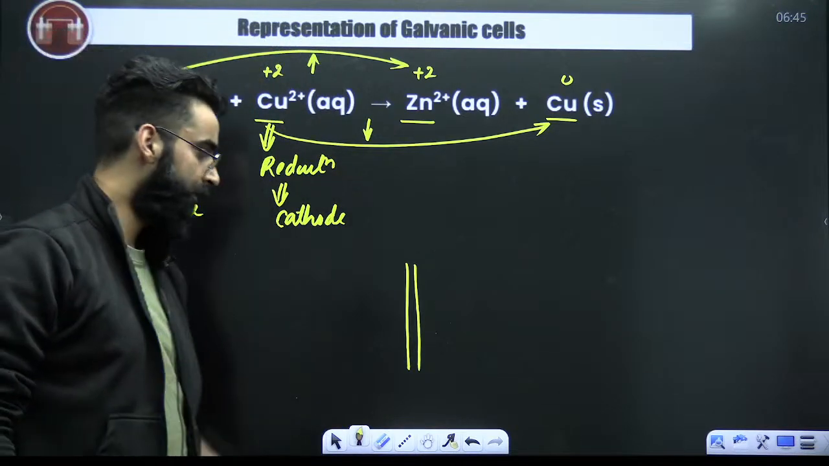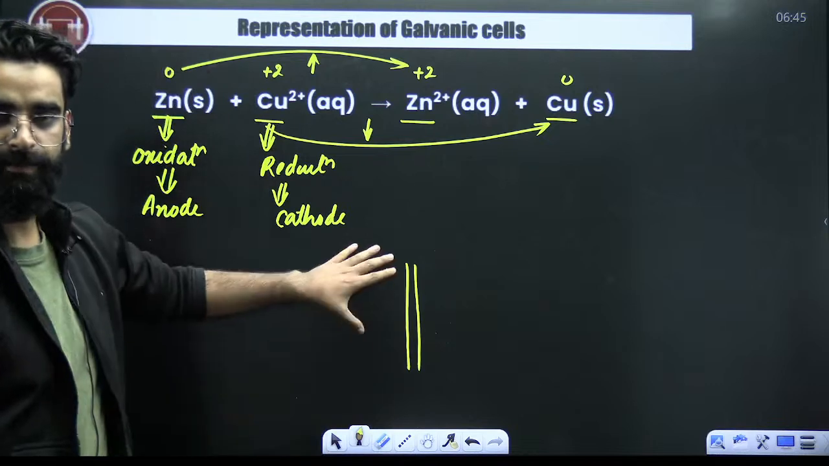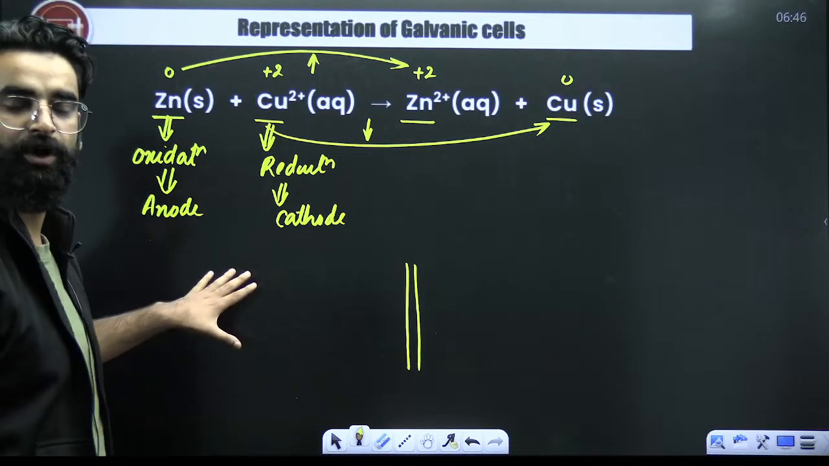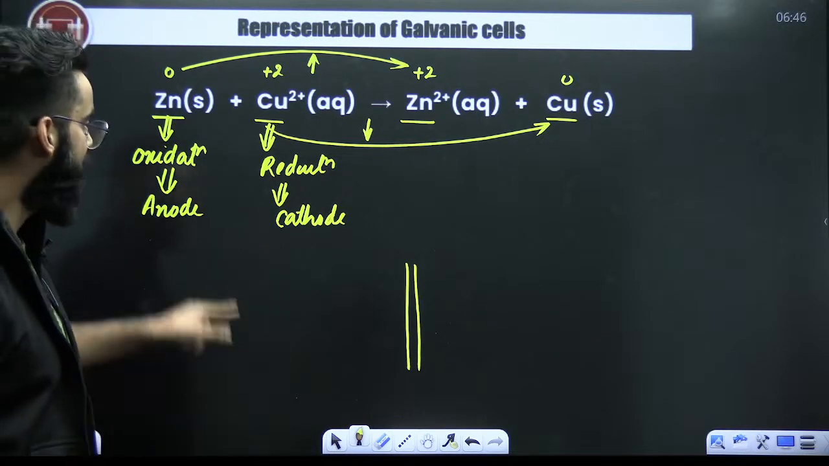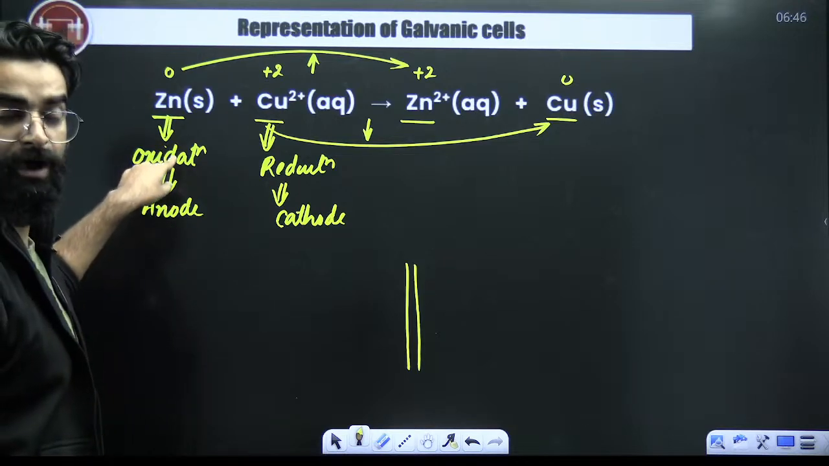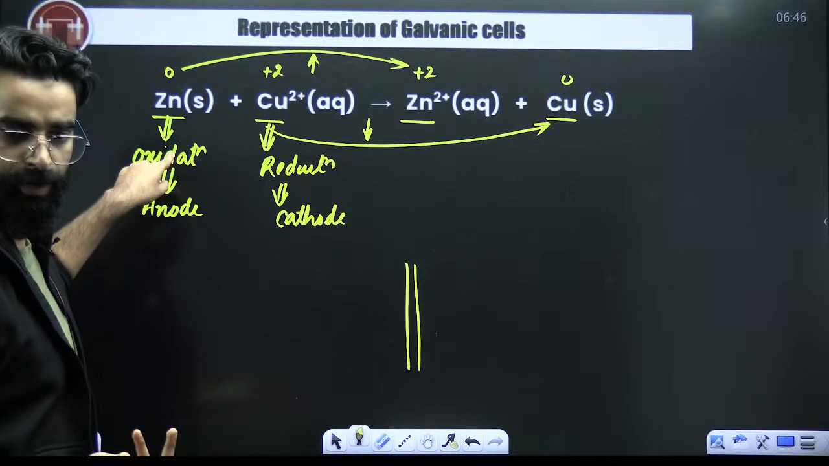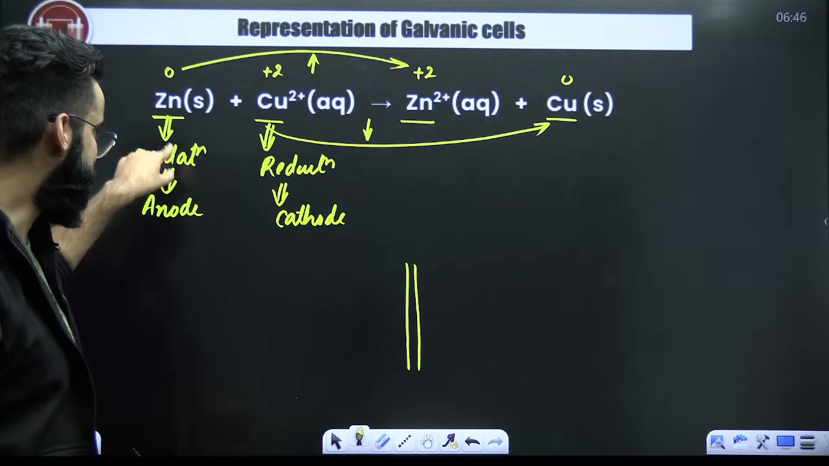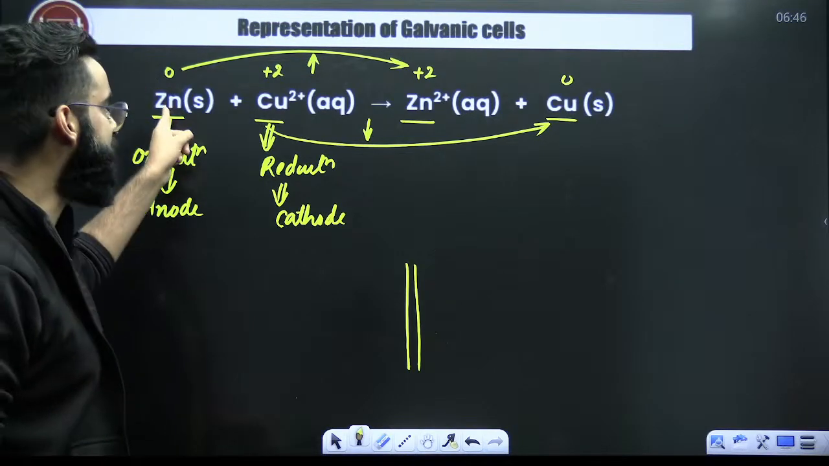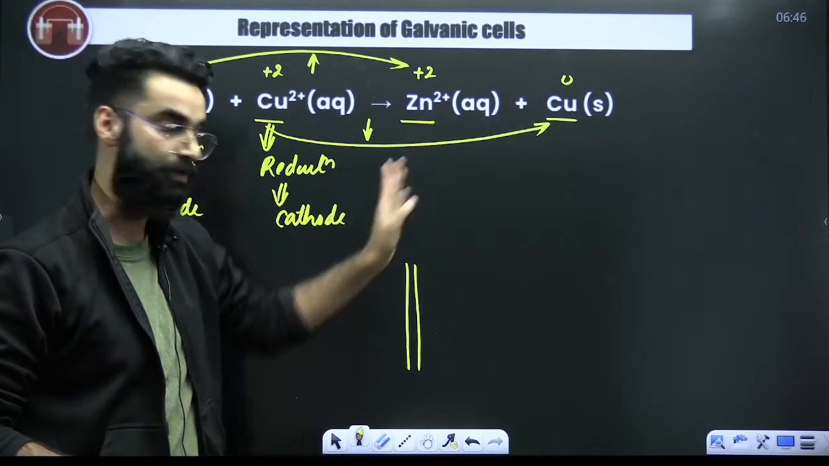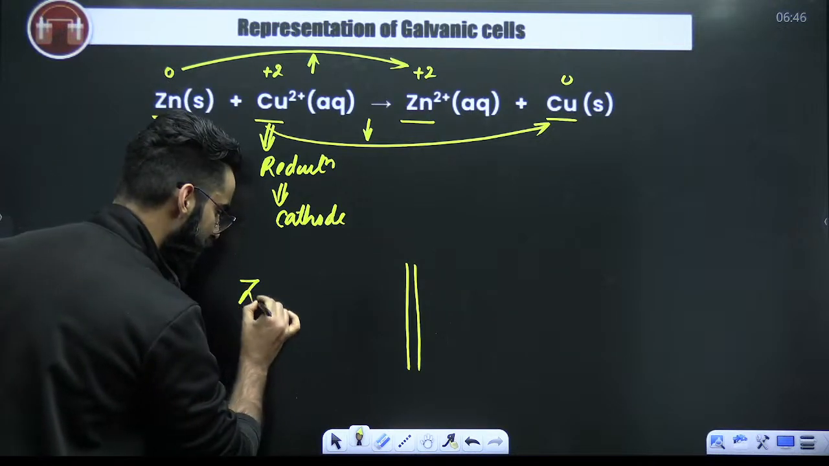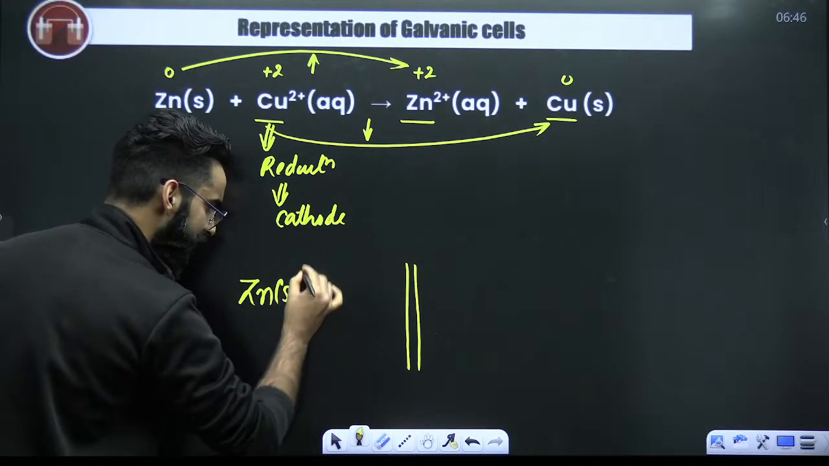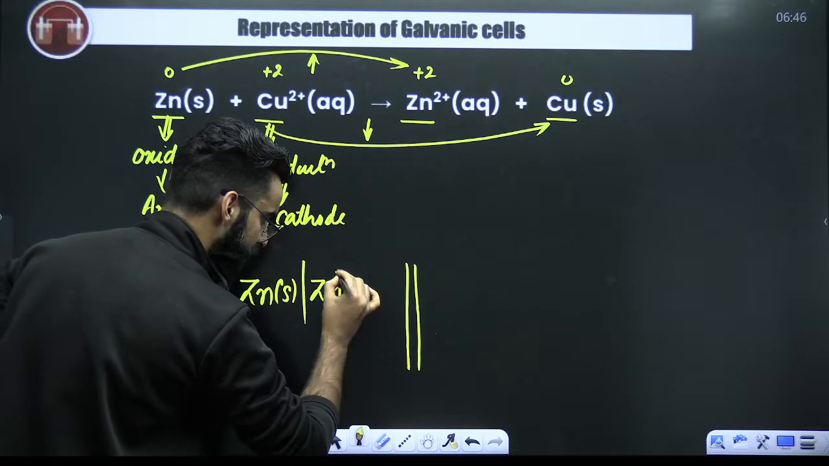Try to understand now. These two lines, what do they represent? They represent the salt bridge. And on the left of the salt bridge, what do we write? We write anode. At anode, what happens? Oxidation. Oxidation of zinc is happening, and this zinc is getting converted into zinc dipositive. So on the left side, what is happening? Zinc solid is getting converted into zinc dipositive.